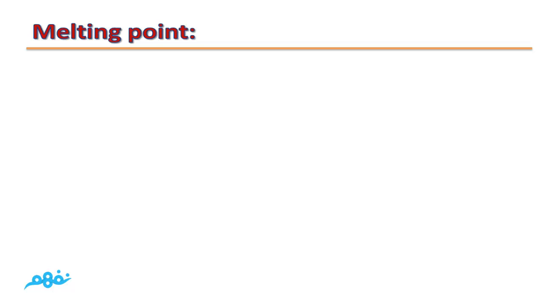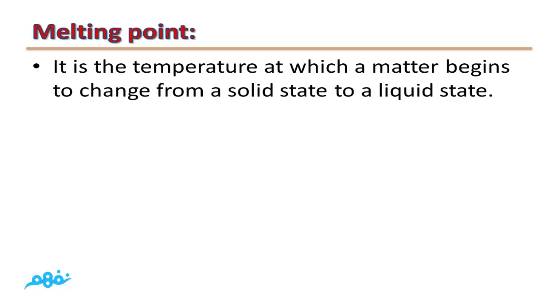The third physical property is melting point. What's meant by melting point? It is the temperature at which a matter begins to change from a solid state to a liquid state. And here we have to mention the word temperature at the beginning of our definition.